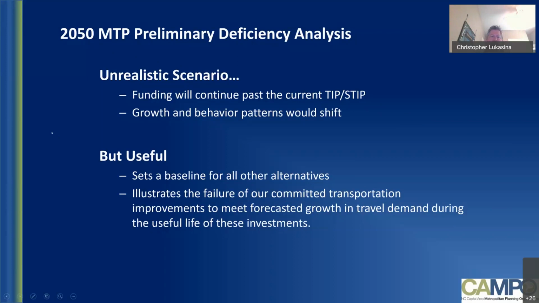So it's useful for setting that baseline to look at the other alternatives that are yet to come. It's also useful in helping to illustrate where within our existing or near-term funded project improvements we might be missing other things. We might have some failures in that network. So we can have that information in hand as we move forward and look at our other alternatives in the future. Can you go to the next slide, please?